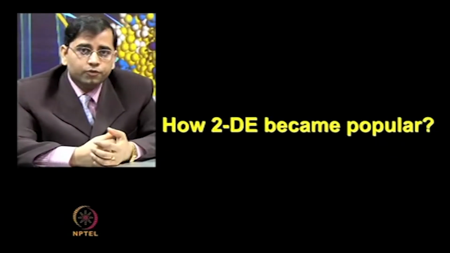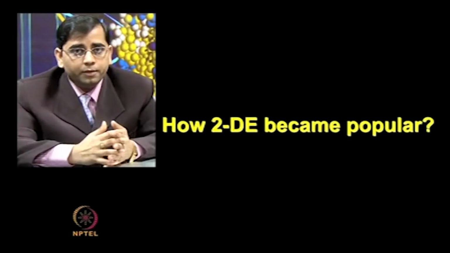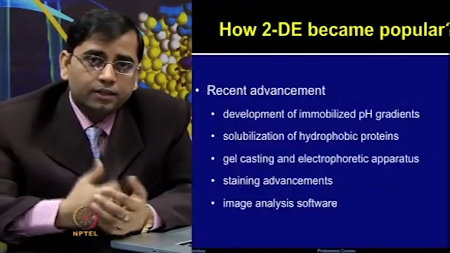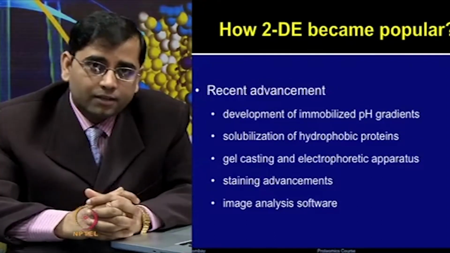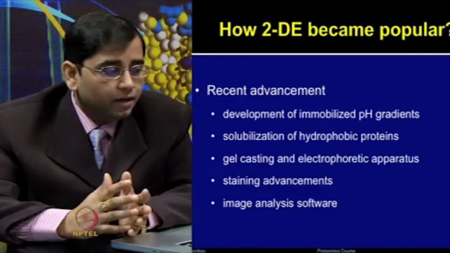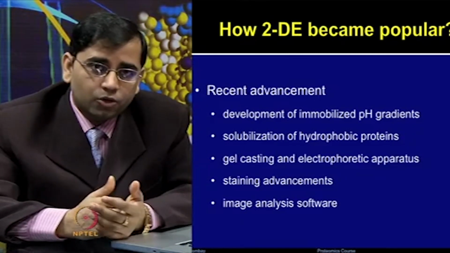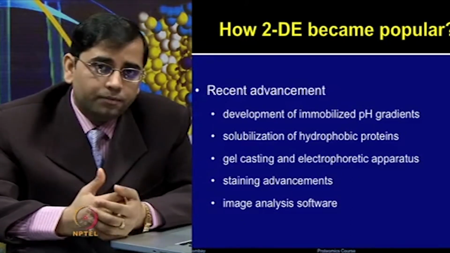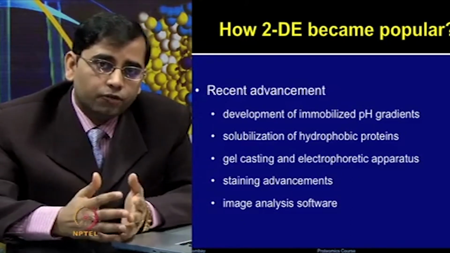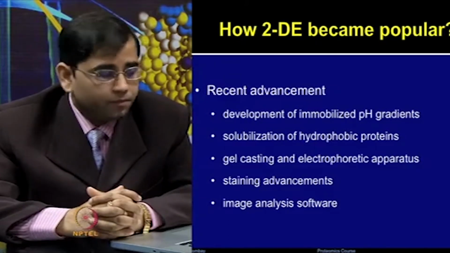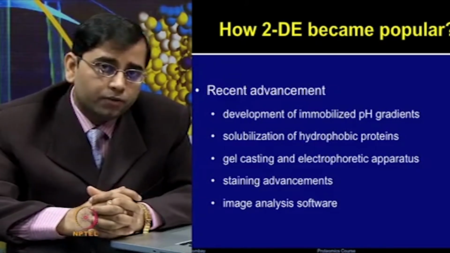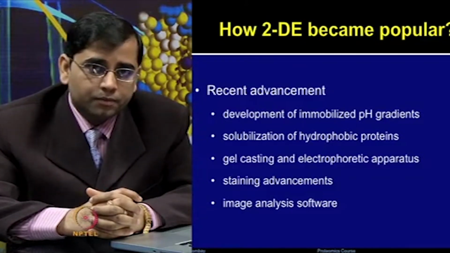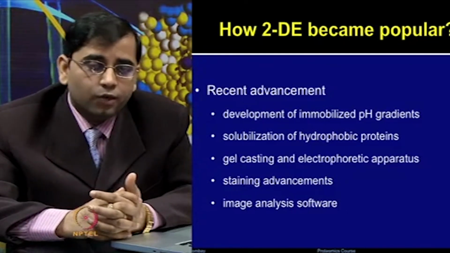how two-dimensional electrophoresis became a very powerful method. Various advancements took place in the course of two-dimensional electrophoresis. In the optimization and advancement of this technology, different milestone research happened which accelerated the pace of two-dimensional electrophoresis research. For example, the development of the immobilized pH gradient strip, or IPG strip, was one of the major advancements in this field.